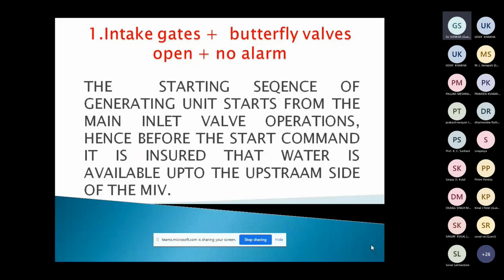Okay. So the first condition is water should be available on the upstream of the MIB. In the upstream of the MIB, water will be available if the intake gate and butterfly valve both are open. So they are taking some sensors from the intake and the butterfly valve also. They are having some sensors.